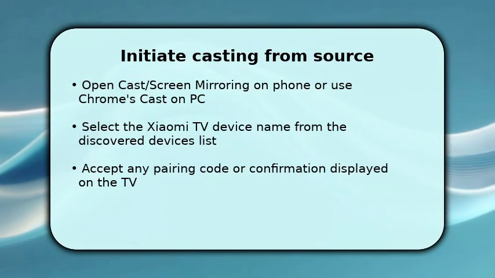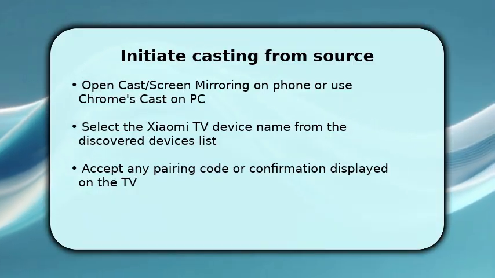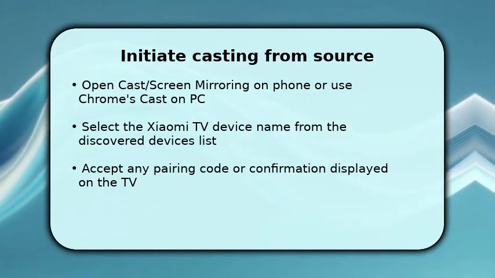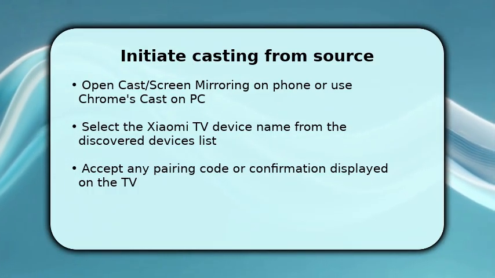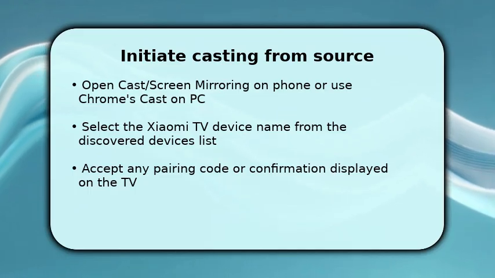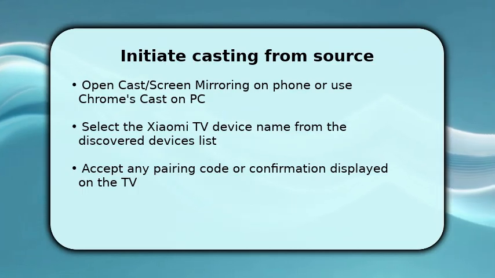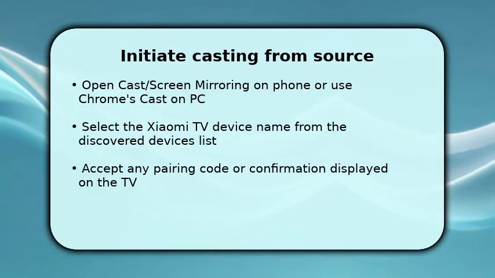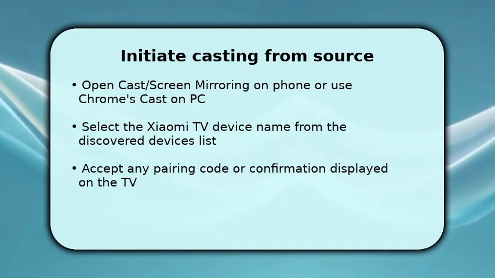Now you initiate the cast from your phone or computer. On Android, swipe down and tap cast or screen mirroring. On iPhone, use AirPlay if the TV supports it, or use an app that supports casting. On PC, use Chromecast. Then you select the Xiaomi TV name shown in the device list so the two devices negotiate a connection. Make sure to accept any pairing code that appears on the TV. This confirms you control the session and prevents accidental connections.